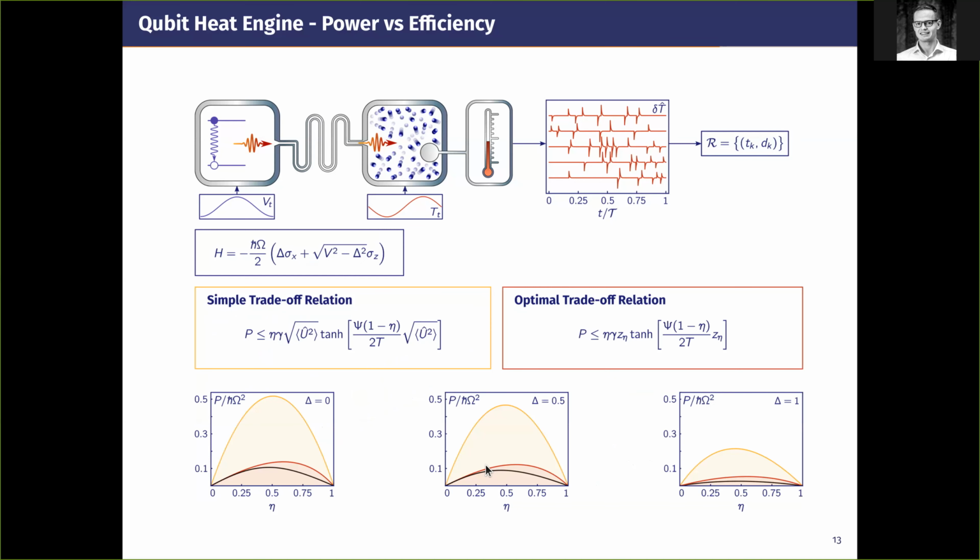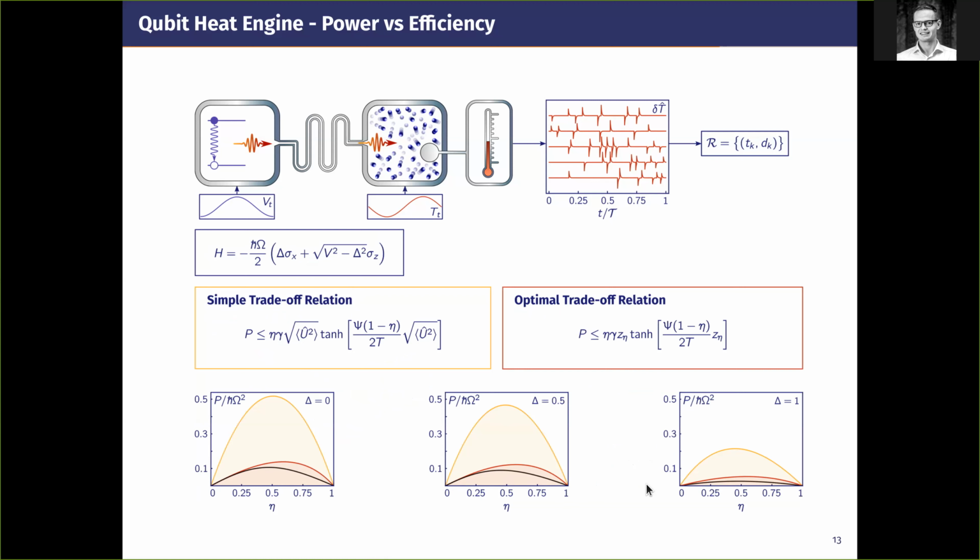We now did the numerics, and the results are shown here in the last line. So you see for different values of delta, the black line is the actual power of the engine as a function of efficiency. The yellow line is this simple trade-off relation, and the red line is the optimal one, which is indeed pretty good and is in fact almost saturated in the regime of low efficiencies.